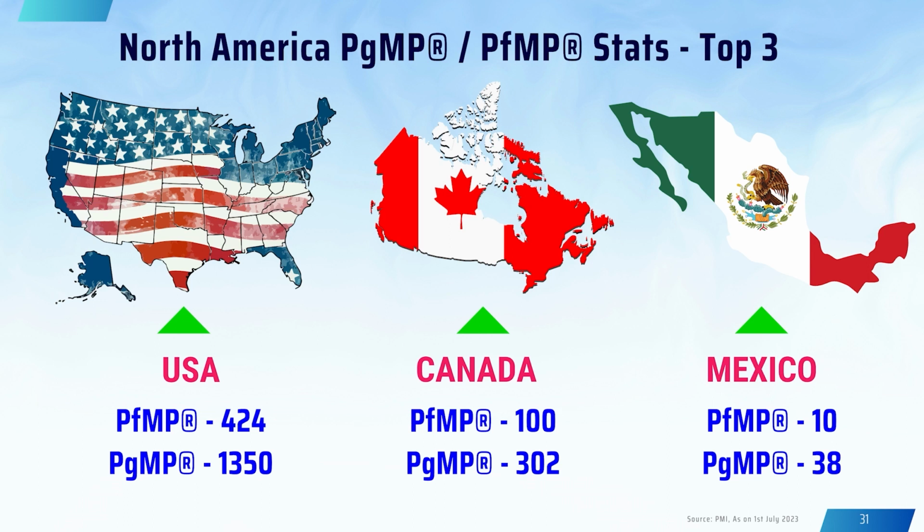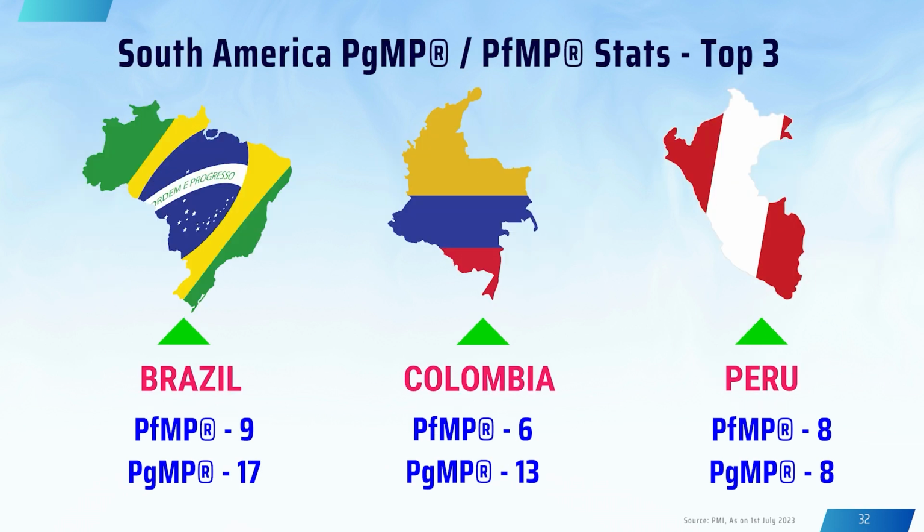I have some numbers, country-wise, or the top 3 countries in the continent. As you can see, USA 1350 as PgMP, 424 as PfMP. Canada 302, 100. Mexico, you can see here, and Brazil. All these numbers. We don't have to go through the numbers, just for your sake. You can go through it. I will just keep moving.